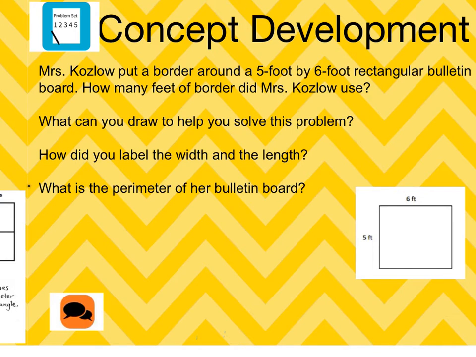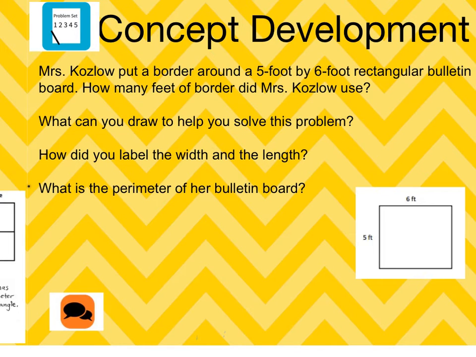Okay, boys and girls, so now we're going to continue working on solving story problems using perimeter. So here we have Mrs. Kozlow put a border around a 5-foot by 6-foot rectangular bulletin board. How many feet of border did Mrs. Kozlow use? What can you draw to help you solve this problem? How did you label the width and the length? And what is the perimeter of her bulletin board?